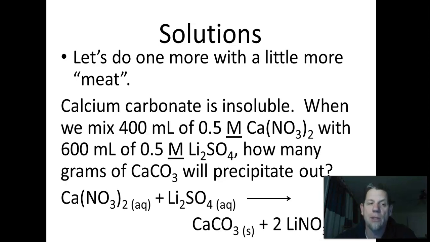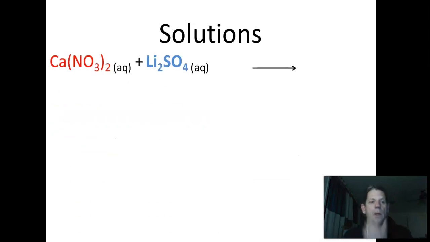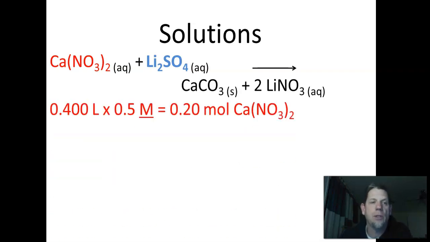Again, we already have a balanced chemical equation, which helps. It's 1 to 1 in terms of the reactants. 1 calcium nitrate reacts with 1 lithium sulfate. That's these substances right here, the calcium nitrate and the lithium sulfate. So now, there's our reactants. The products, it's a double replacement reaction, are these. And then what we need to know is how much are we starting with.